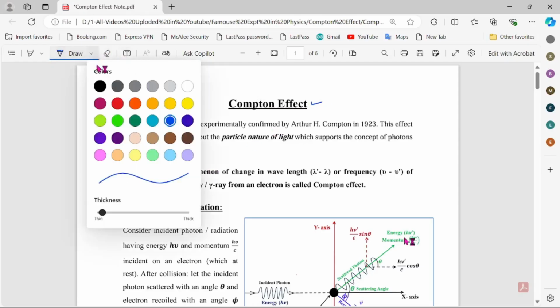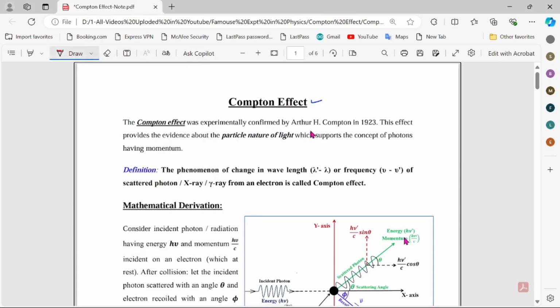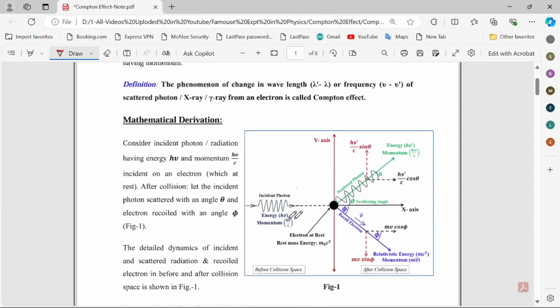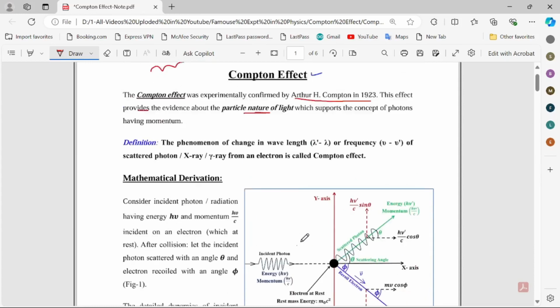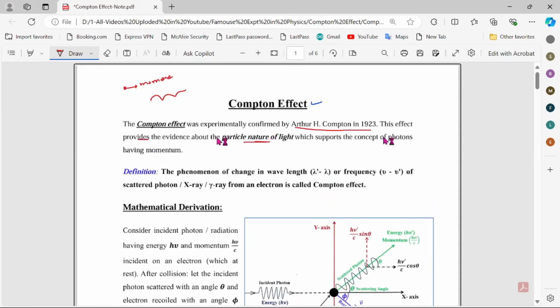Actually, this Compton effect was first experimentally confirmed by Arthur H. Compton in 1923, and this effect provides the evidence about the particle nature of light, because here we considered that light has some momentum. We know that only matter, a particle, has momentum, but light or a wave could not have momentum. But as we are considering the incident photon to have momentum, this effect provides the evidence about the particle nature of light, which supports the concept of the photon having momentum.